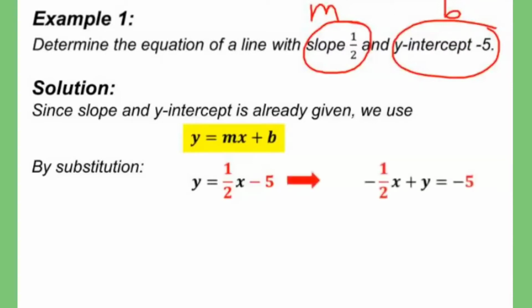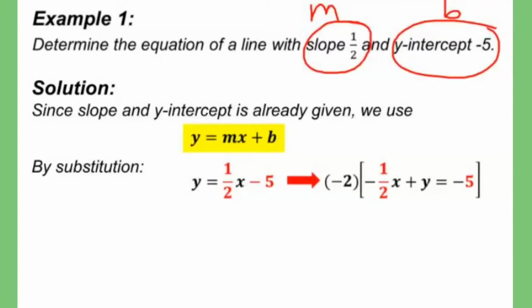So we have -1/2 x plus y equals -5. Inilipat lang natin sa left side ang term na 1/2 x, kaya naging -1/2 x. At kung na-recall pa natin ang discussion natin about sa standard form of equation of a line, yung ating first term ay kailangang positive at dapat wala tayong fraction na numerical coefficient. To eliminate the coefficient of x, which is a negative fraction, pwede tayong mag-multiply ng -2 sa ating whole equation.